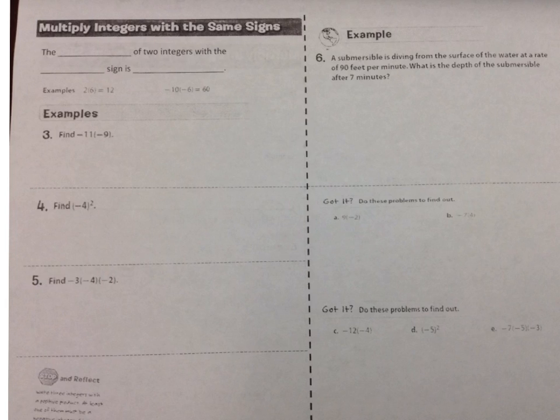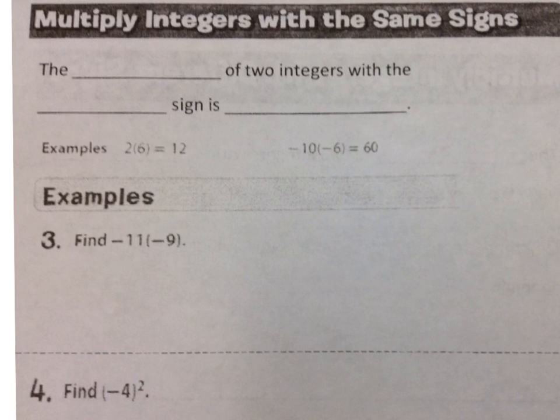Flip the page and make sure you have the following notes in front of you. Okay, so we already talked about how when you multiply integers with different signs, your answer is going to be negative. Now, when we multiply integers with the same sign, something else is going to happen. So the product of two integers with the same sign is positive.